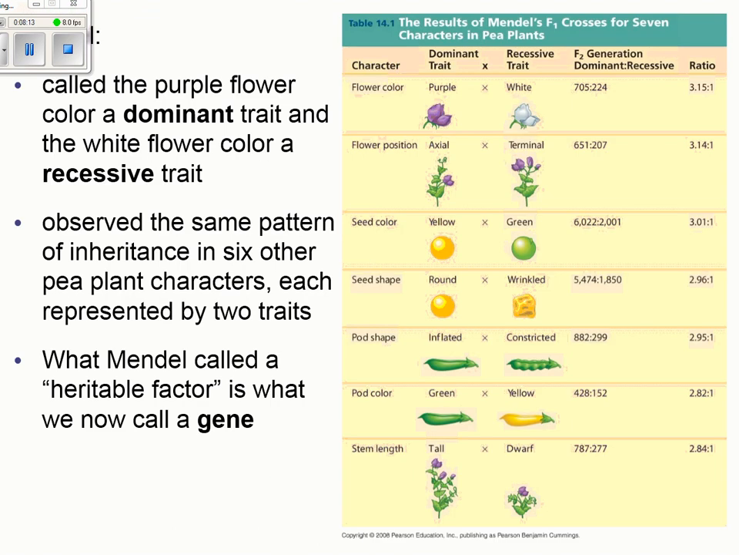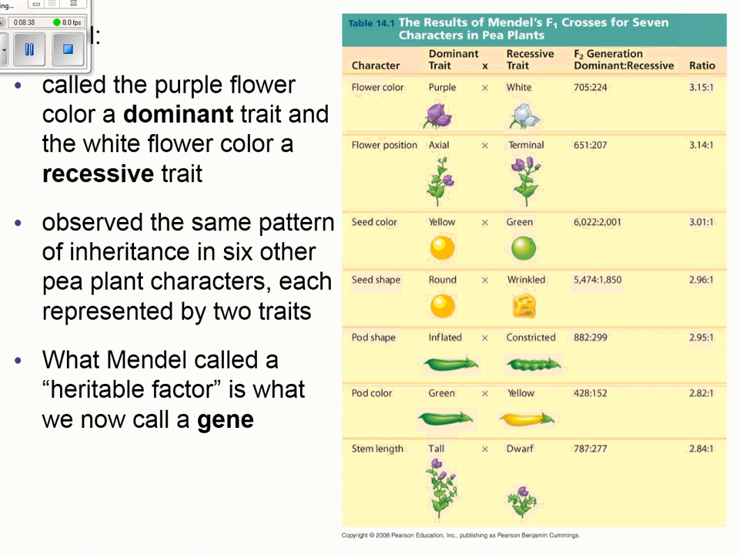Okay, so here's his traits I want you to be familiar with. He looked at flower color. He looked at flower position. Now, real quick, stay with me so these words don't trip you up. Axial means that the flower is coming off from the sides of the stems, and terminal means it's at the very end of the stem. Like a long-stem red rose.